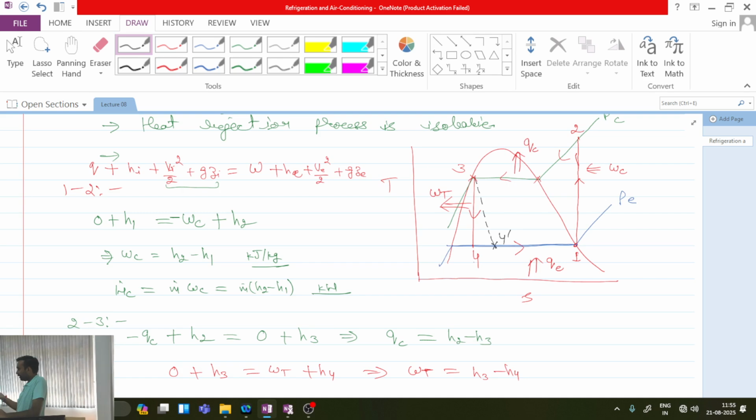Okay, so all of you please read about throttling process from your thermodynamics textbook when you are coming in the next class. Okay, so in the next class I will discuss this practical cycle in more details.